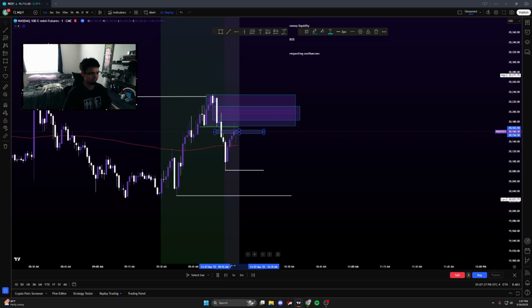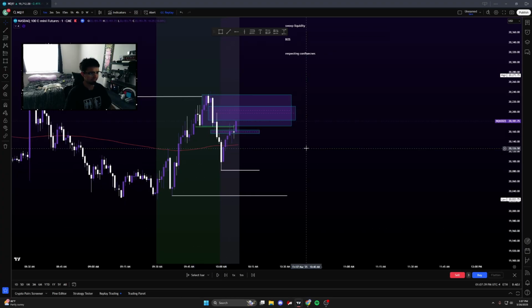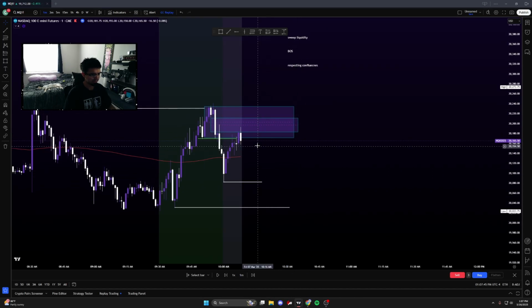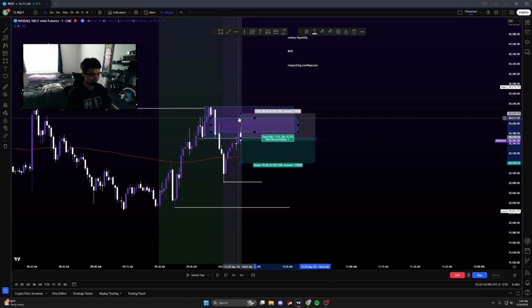You see this is being respected, right? Then it gets invalidated. That's not a problem. We have relative equal highs right here. But we can see that it's respecting this order block and also respecting this fair value gap. So this is what our entry would look like. We would enter off right here.